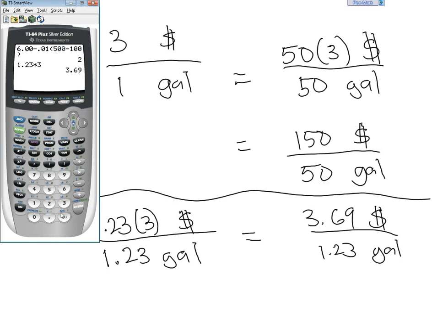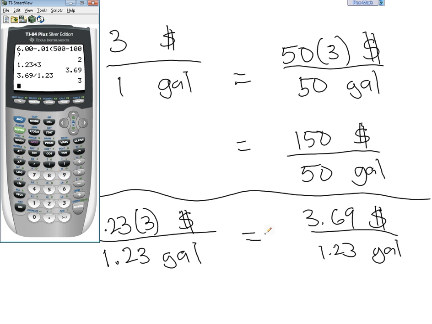Entering this into the calculator, if we do 3.69 divided by 1.23, you notice that we get 3. Again, that magical ratio of 3 to 1. So that idea of rate of change should allow us to manipulate the ratio as we need to, in order to account for the fact that it could be any number of gallons purchased.